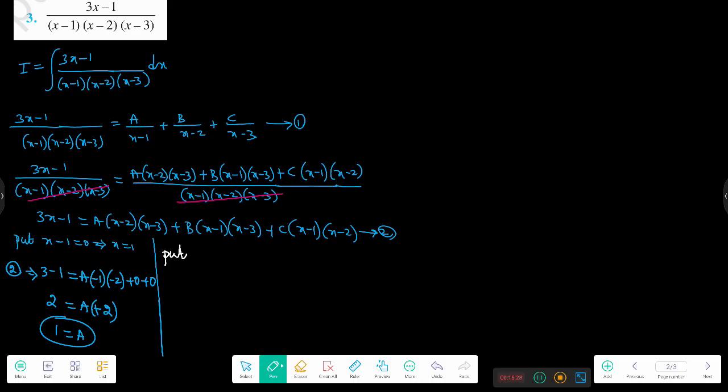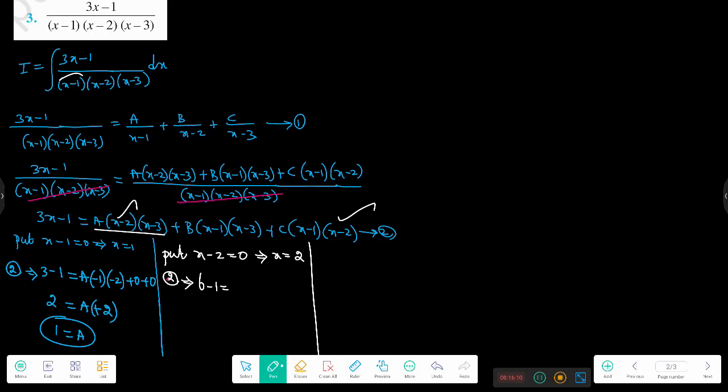Put x minus 2 equal to 0. See, whatever denominators we have, I am giving them one by one equal to 0. So x minus 2 equal to 0 now. What is x equal to? 2. You apply that in equation number 2. So when you apply, listen, x value 2, here you have to apply: 3 twos are 6, so 6 minus 1. Here x minus 2 is there, here also x minus 2, so the A term and C term will become 0. Wherever we have an x minus 2 term, that will become 0.